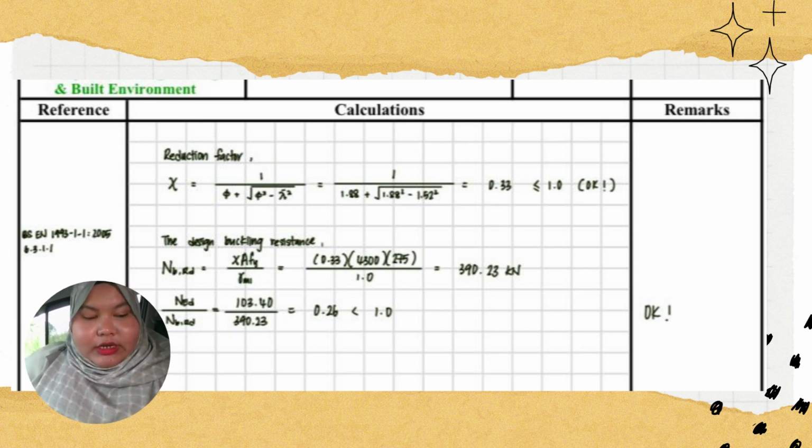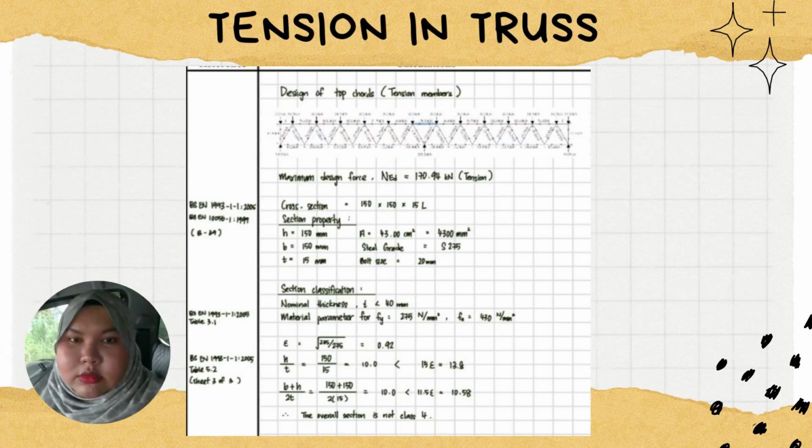And then kita akan buat the design buckling resistant. Design buckling resistant kita akan dapat NBRD. And then NBRD kita dapat 390.23 kN. And then kita cari NED per NBRD. So nilai kita adalah kurang daripada 1 iaitu 0.26. So nilai kita okay. Okay, next kita akan cari tension in truss.